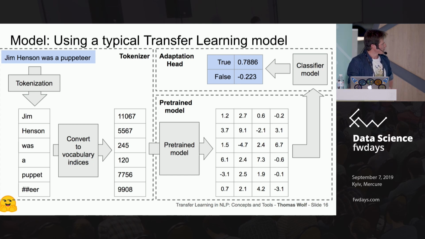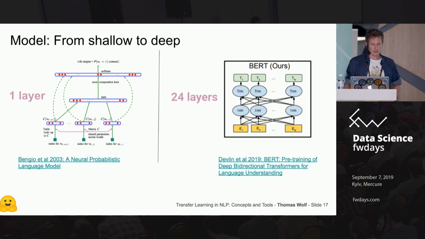So this is obviously the big part here, the pre-trained model, in terms of compute in particular. And there's been a clear trend from shallow to deeper. So this was the earliest work on language modeling by Bengio et al. in 2003, with 1 layer. And now we have 24 layers, and we have 40 for GPT-2, and the sky is the limit, basically, here.